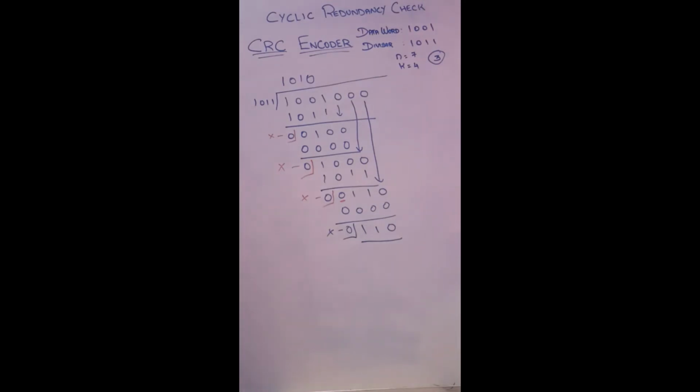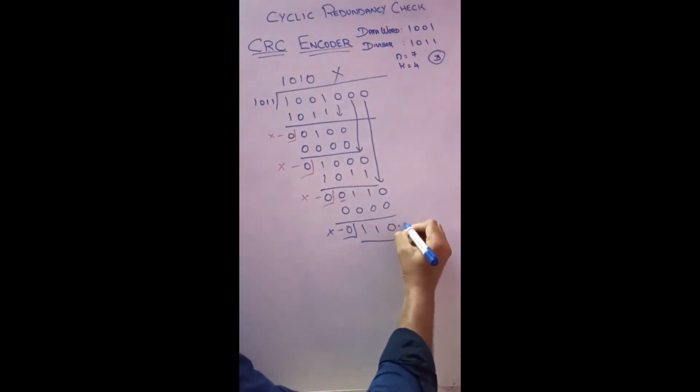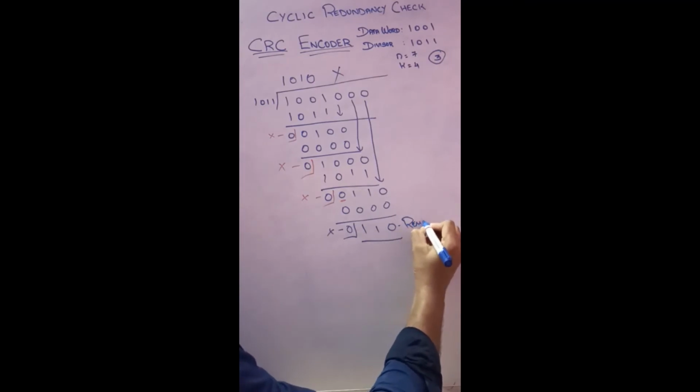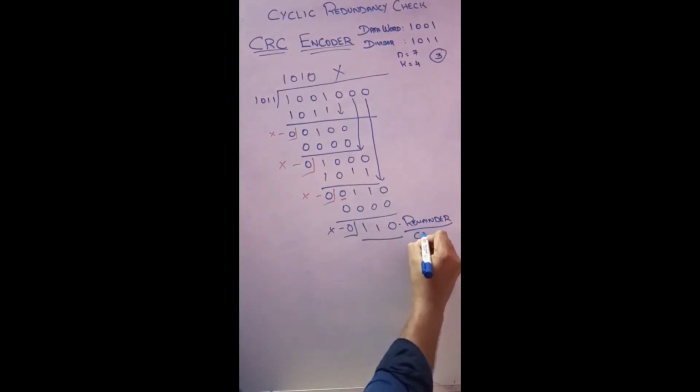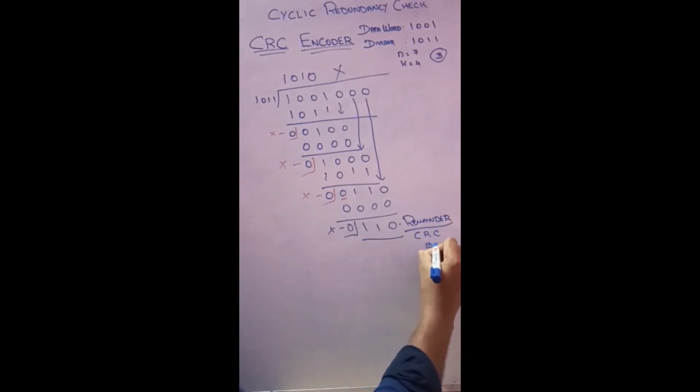Students, remember, you need not care about this quotient, but the 3 bits that we got as the remainder are the most important. These 3 bits are called the CRC bits. This remainder is called the CRC bits.